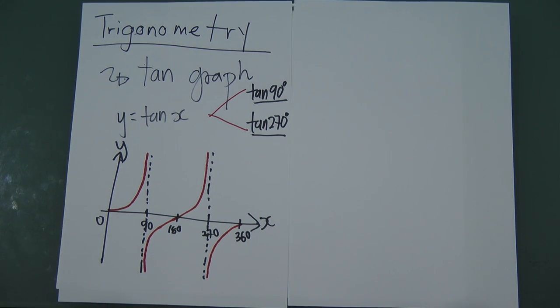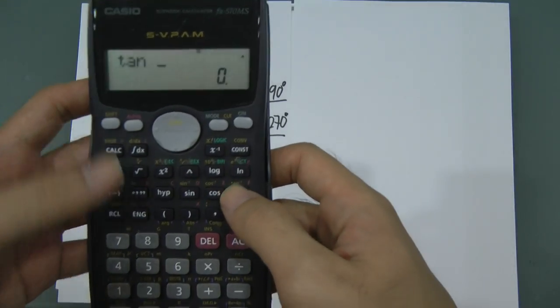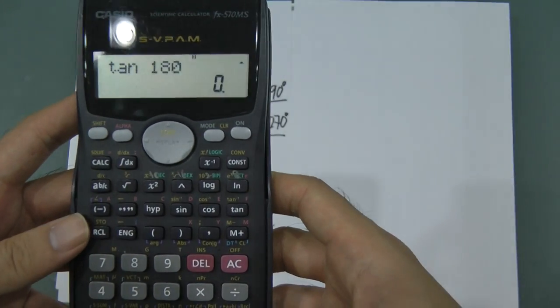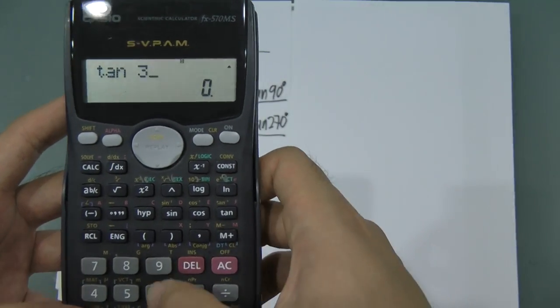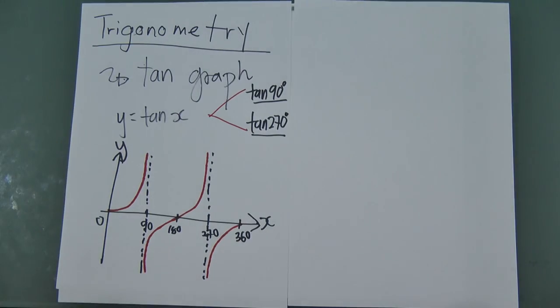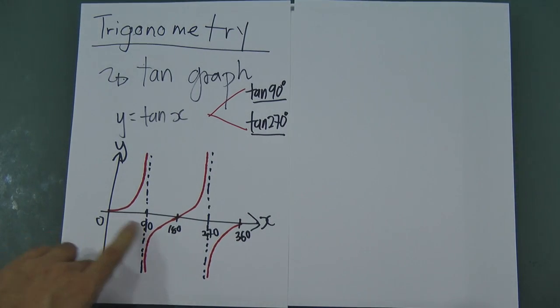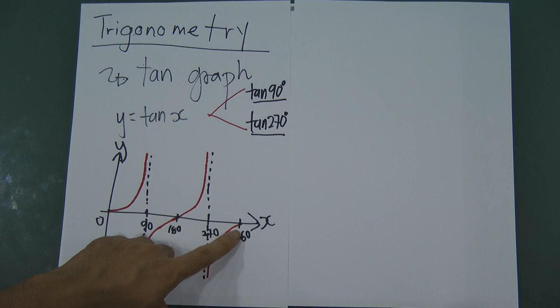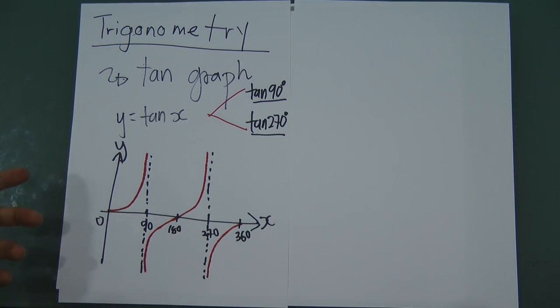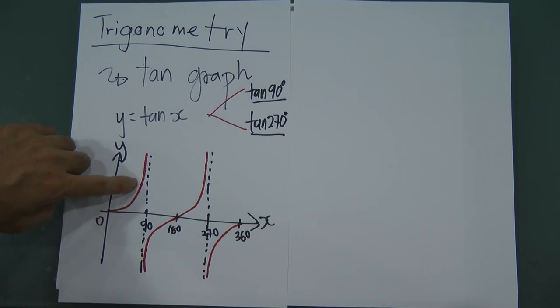This is the tangent graph. Because it's very easy to remember, tangent 0 is equal to 0, tangent 180 is equal to 0 also, and tangent 360 you got 0. Okay, so therefore tangent 0 is 0, tangent 180 is 0, and tangent 360 is 0. What you need to memorize is you must start from 0 and then go until infinity.